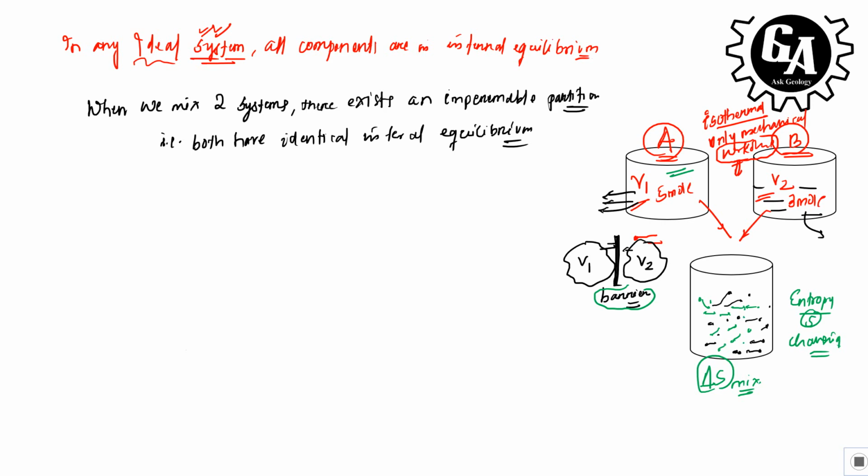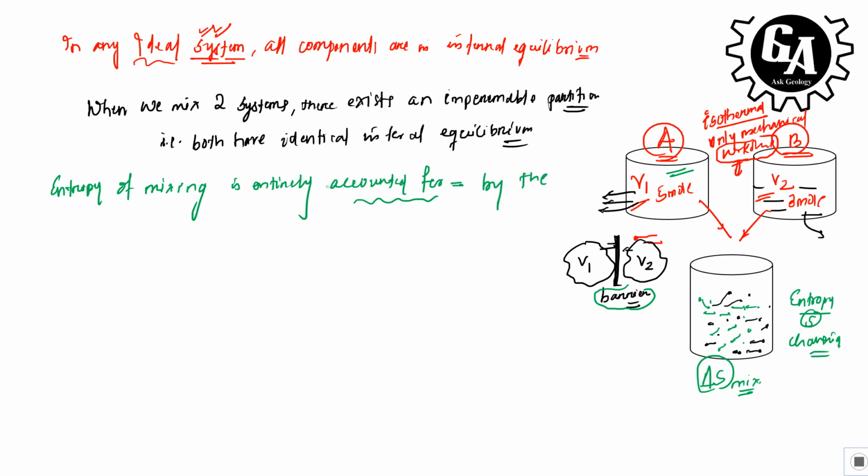So, I'll write down: the entropy of mixing is entirely accounted for by the diffusive expansion of each material, in this case the gases, into a final volume. Okay, till here I think there should be no doubt.